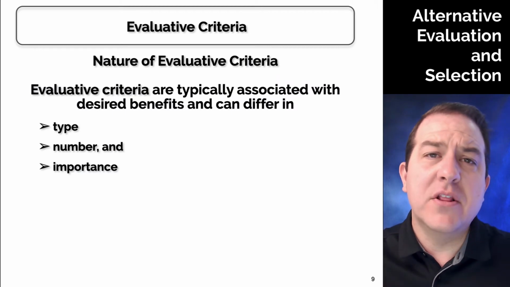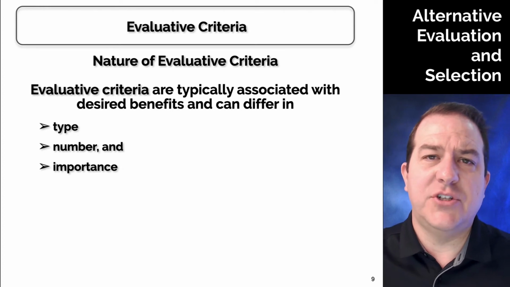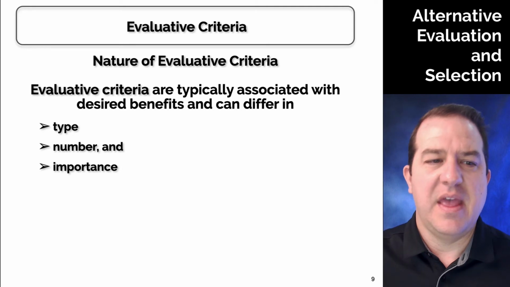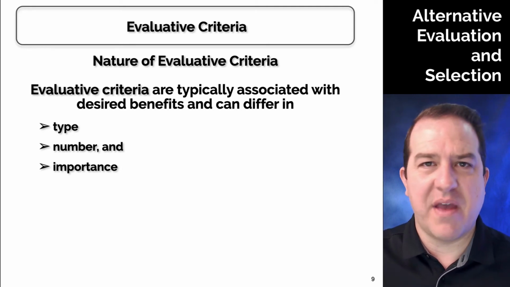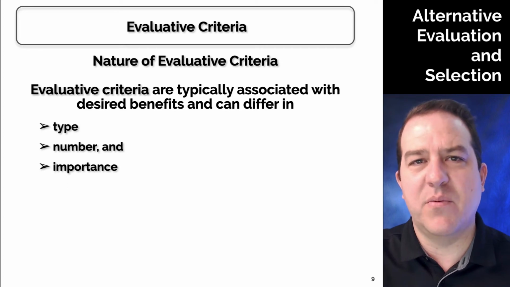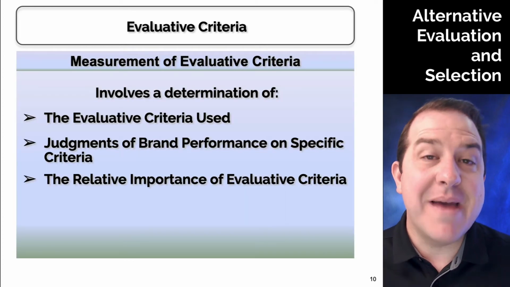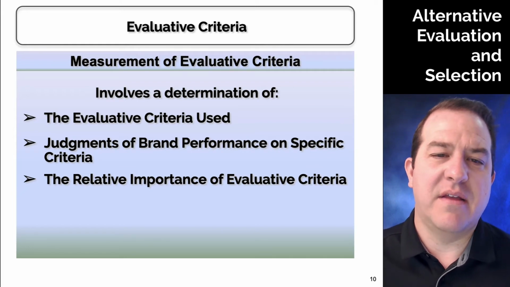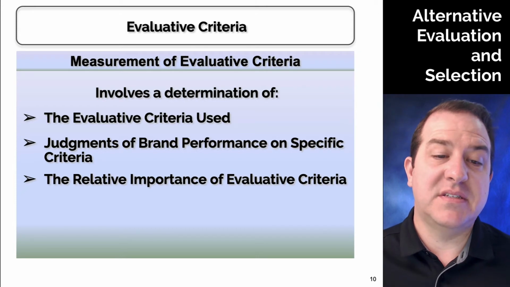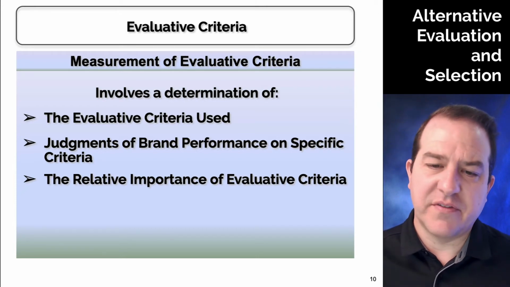So when we look at evaluative criteria, what we want to do is typically figure out what the differences are between certain benefits. And so we have a type, we have a number, and we have importance. Those are the three key differences that we can make with these different pieces. And we're going to go into all of this. Measurement involves the determination of what we're going to measure, the judgments of brand performance on specific criteria, and then the relative importance of evaluative criteria.